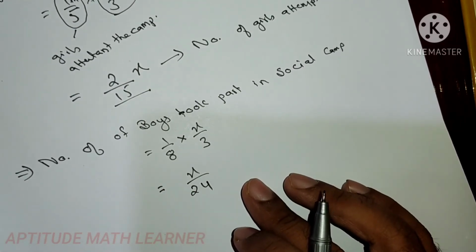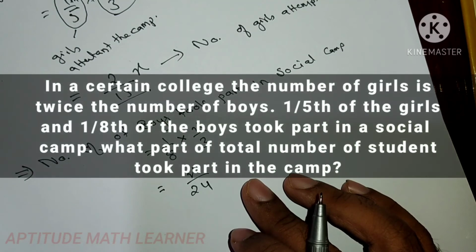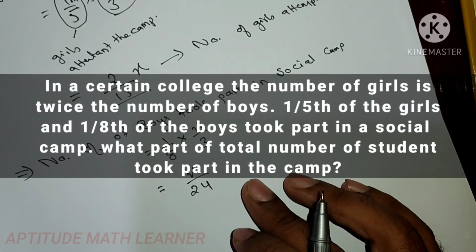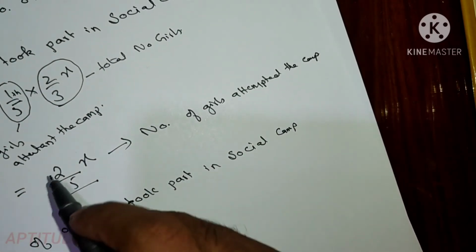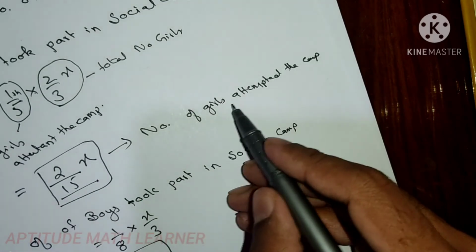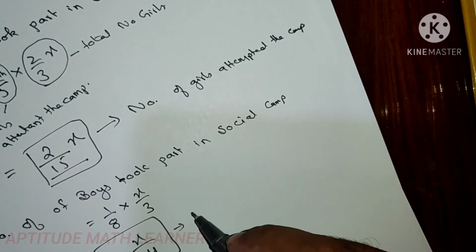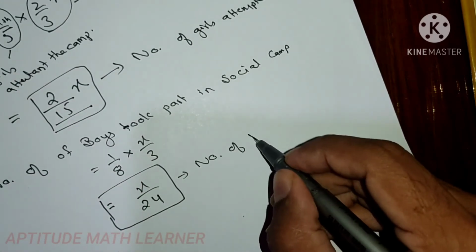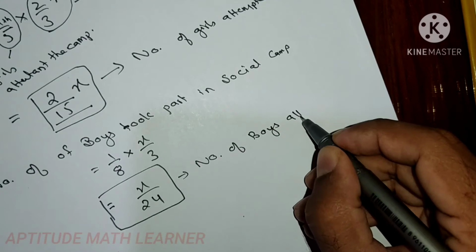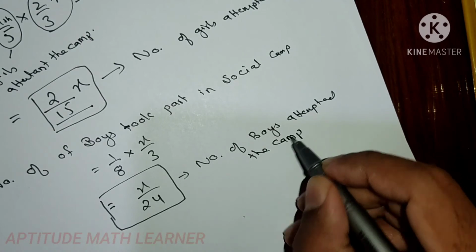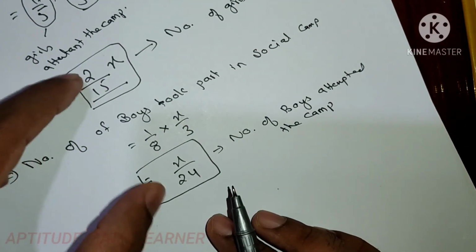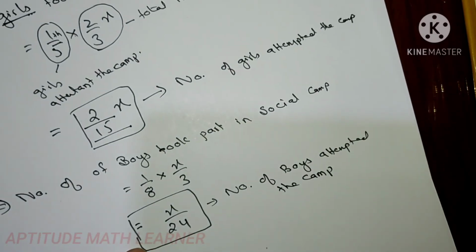So at the end of this question, what part of the total number of students took part in the camp? So here we have this part and this part, these two parts: the number of girls who attempted the camp and the number of boys who attempted the camp. These are the total number of girls and boys who attempted the camp.